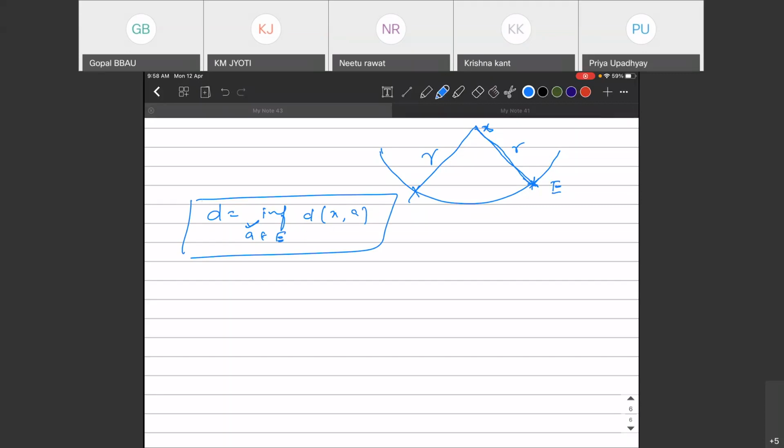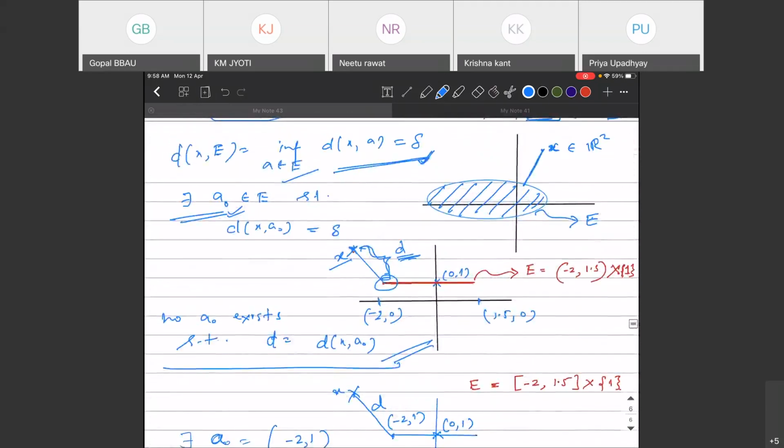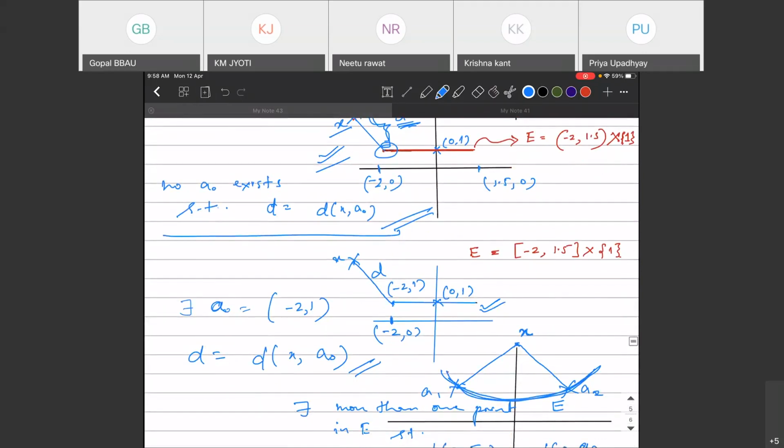So the question was whether that point is unique or not. There were two questions. Number one, existence. Number two, uniqueness. The first is whether there exists a point where the infimum is attained. The second was whether that point is unique or not. So in this case, a point exists, but that point is not unique. In the first case, existence is not there. There does not exist any point. So uniqueness does not even come up. In the second case, there exists a point, and it is unique as well.